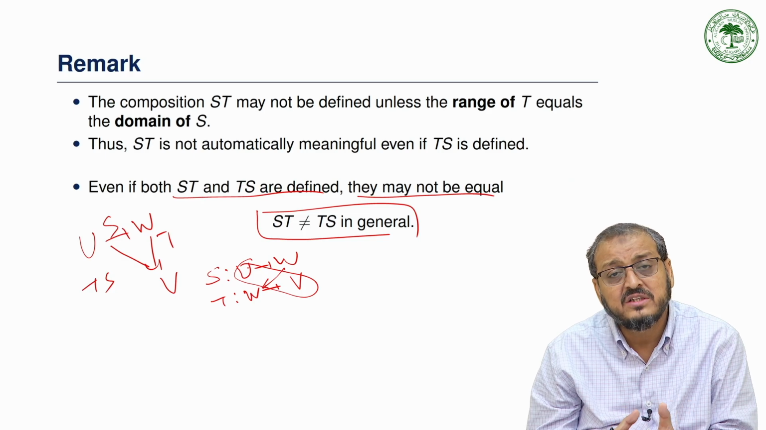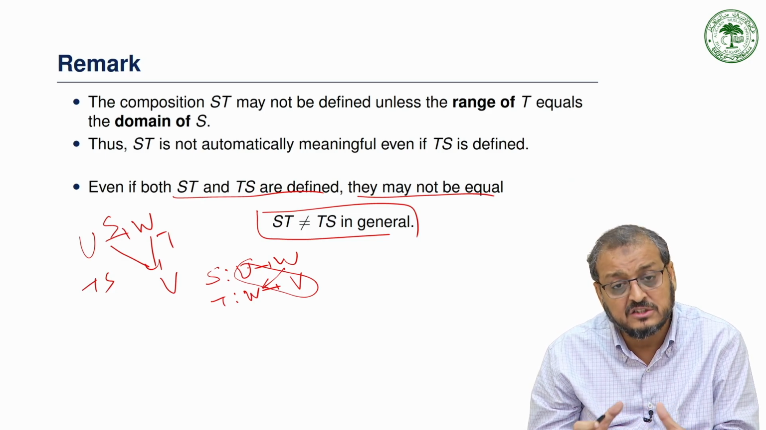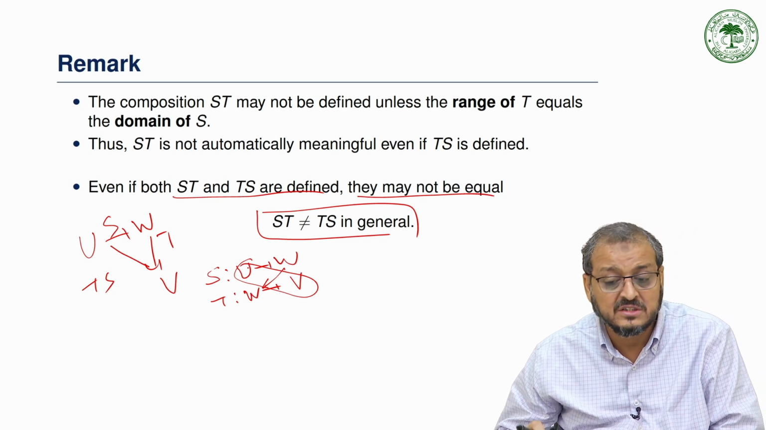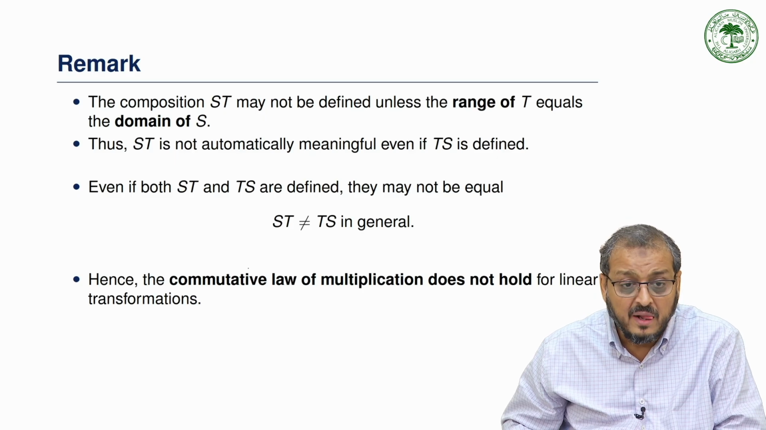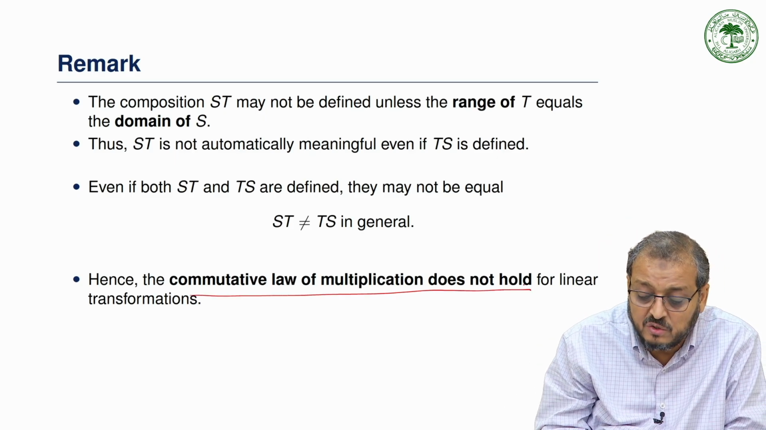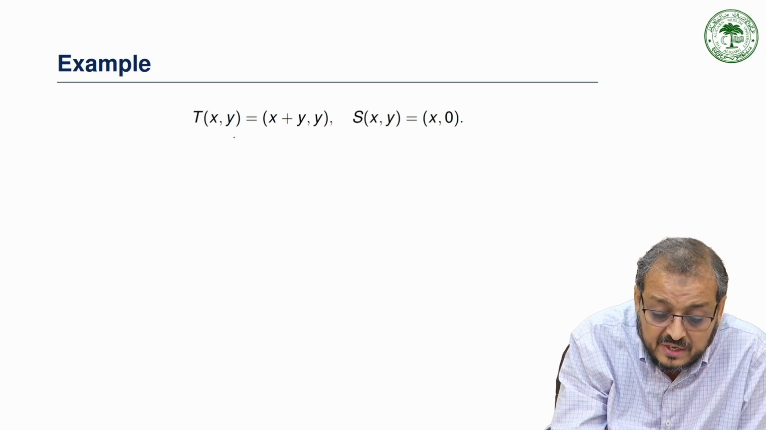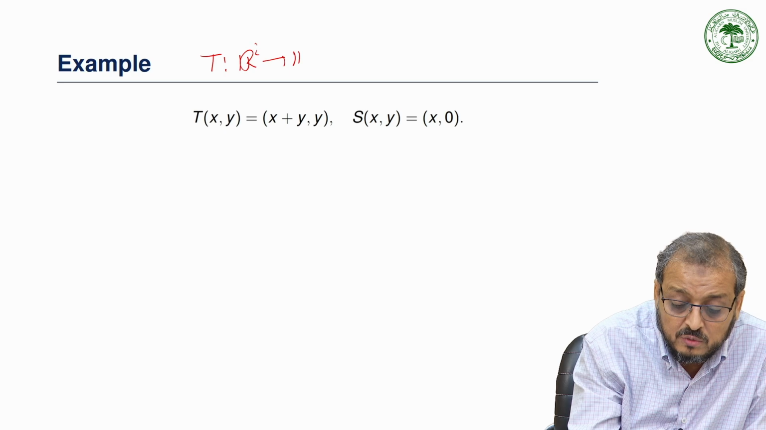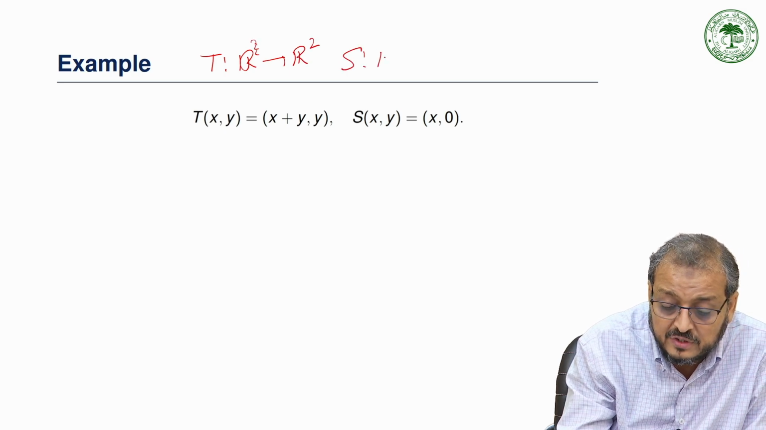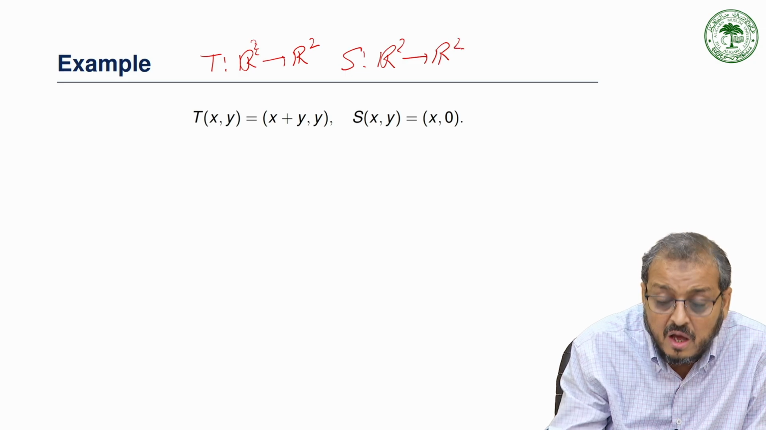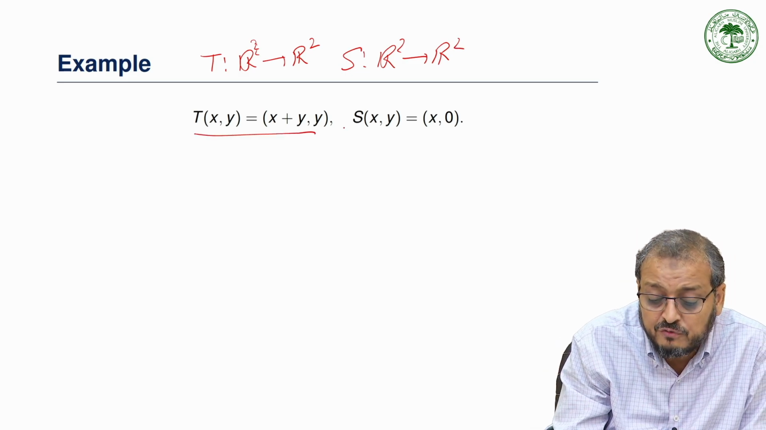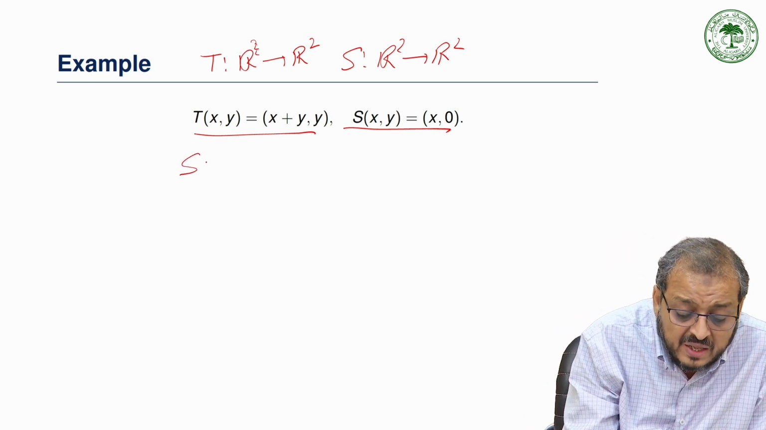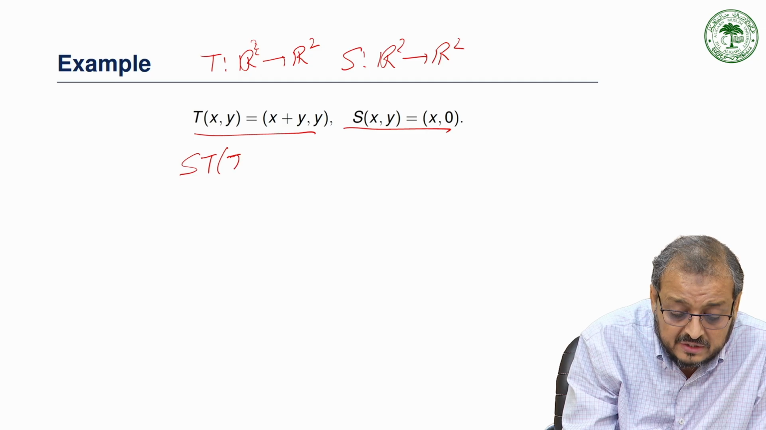In similar fashion, if ST and TS are both defined, they may not be equal in general. The composition ST is not necessarily equal to the composition TS. Hence the commutative law of multiplication does not hold for linear transformations. For example, we take T from R2 to R2 and S also from R2 to R2, and we define them in this form. Clearly both maps are linear. Now we calculate ST.